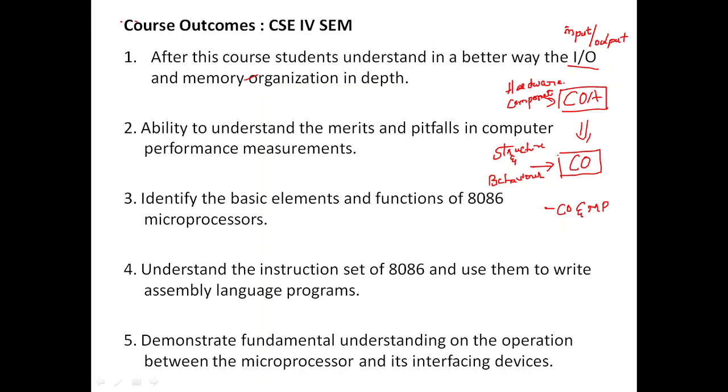So without memory there is nothing. This memory organization is going to play a vital role when it comes to computer organization. We have different types of memories, right? As you all know, we have RAM, ROM, cache memory, nowadays virtual memory and associative memory. So you will come across all these different types of memory, and we will study the input output organization as well as the memory organization in depth.